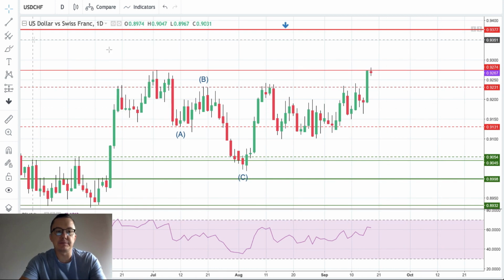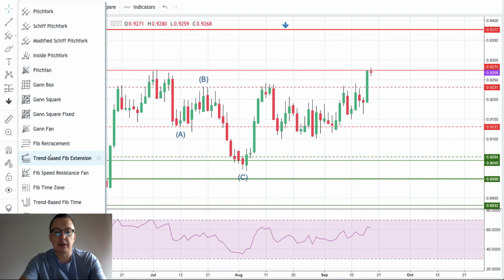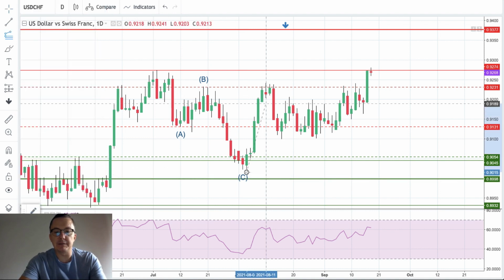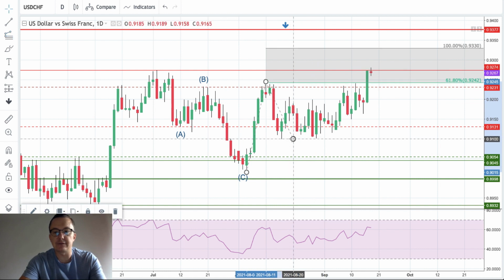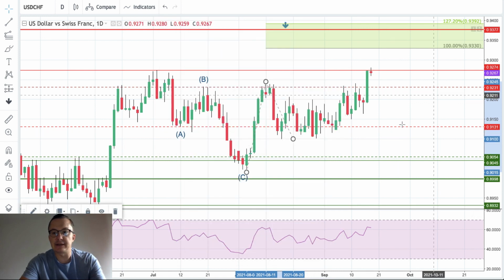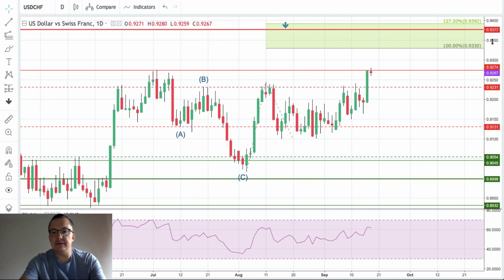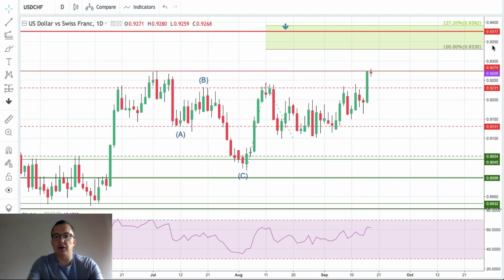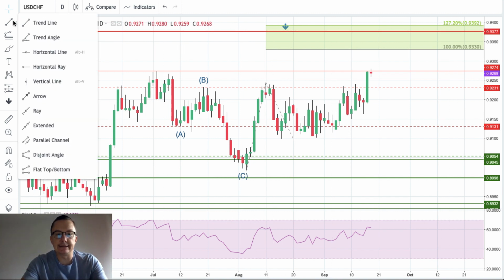9,377, and let's just make a Fibonacci projection here to see whether maybe there will be some sort of a cluster or something like this. I think that would be okay. Well, 100% is at 9,330, so that's the strongest level, and 127% is 9,392. So really not a real cluster of prices as I wanted it to be, but so far it's looking good.